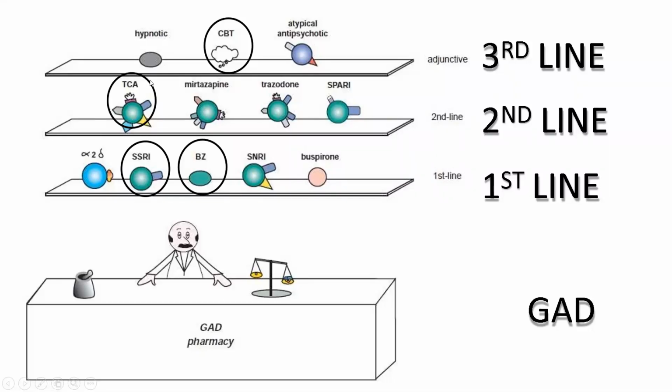The second line they also use tricyclic antidepressants, and also mirtazapine or trazodone. And in the third line we use psychotherapy, like CBT, cognitive behavioral therapy. Many times pharmacological and non-pharmacological treatments are combined if it is not controlled by the pharmacological system.